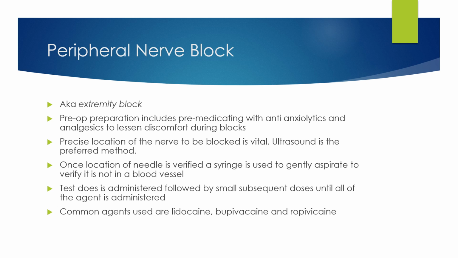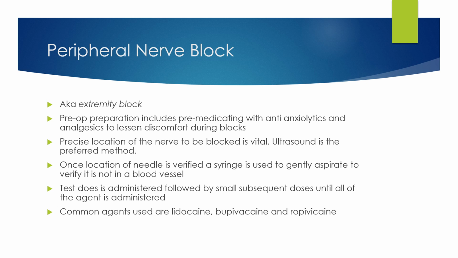All right, moving on to some peripheral nerve blocks, or PNBs. These are also known as extremity blocks. You'll hear that more often. These are done pre-op. So pre-op preparation includes pre-medicating with anti-anxiety meds and some pain relievers to lessen the discomfort during blocks. Precise location of the nerve to be blocked is vital, so we're using ultrasound to place these.